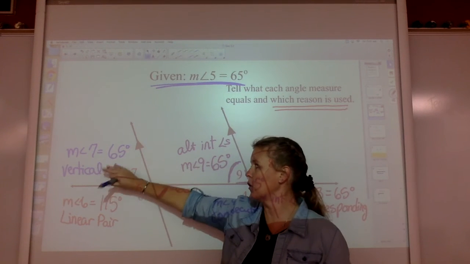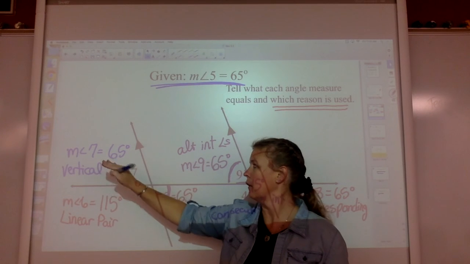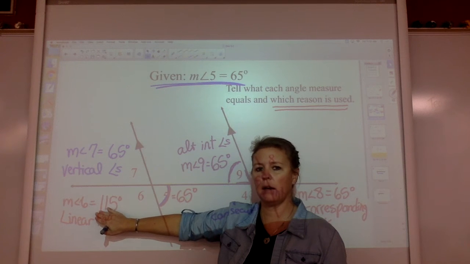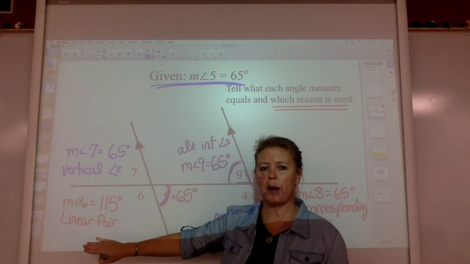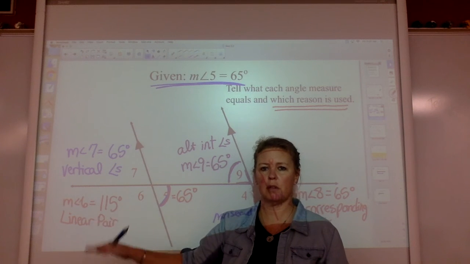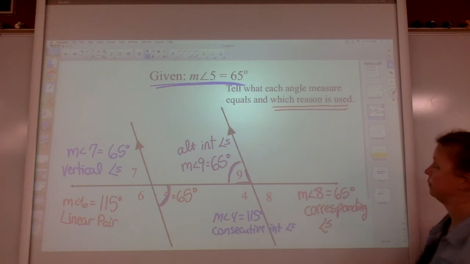Same thing over here. If you call this vertical, I'm marking it wrong. Vertical is the opposite of horizontal. It has nothing to do with angles. Vertical angles. If you call this linear, I'm marking it wrong. Linear just means it's a line on a graph. Linear pair means there's 2 angles that are supplementary that together make a straight line. Big difference. Big difference.